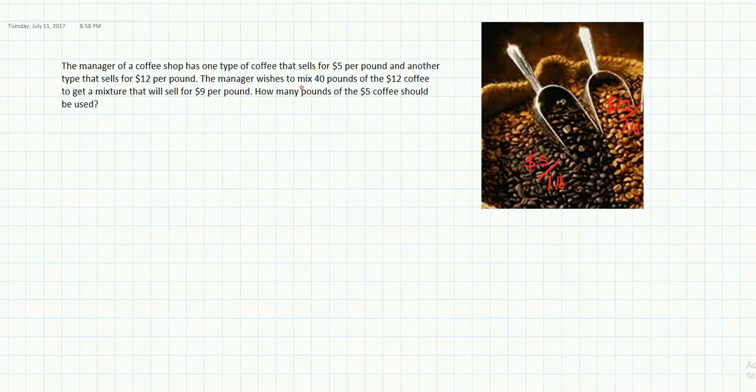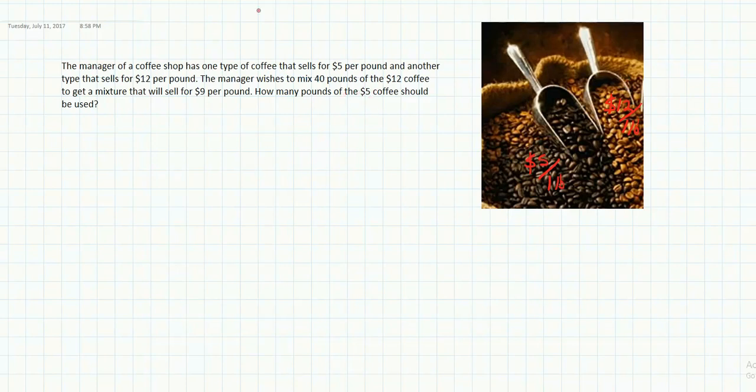The manager wishes to mix 40 pounds of the $12 coffee to get a mixture that will sell for $9 per pound. How many pounds of the $5 coffee should we use? So in case the verbiage isn't quite clear, we know we've got 40 pounds of $12 coffee. We know that in total the mixture is going to cost $9 per pound. So we need to find an unknown poundage of this $5 coffee.